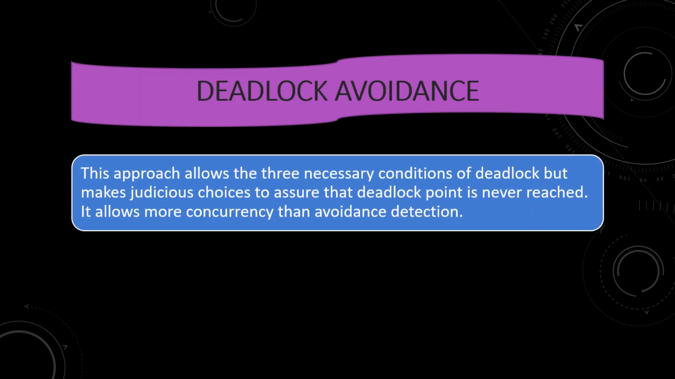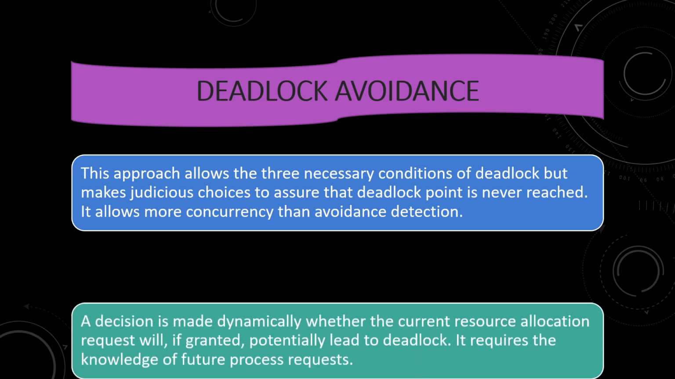Next is deadlock avoidance. This approach allows the three necessary conditions of deadlock but makes judicious choices to assure that the deadlock point is never reached. It allows more concurrency than prevention.